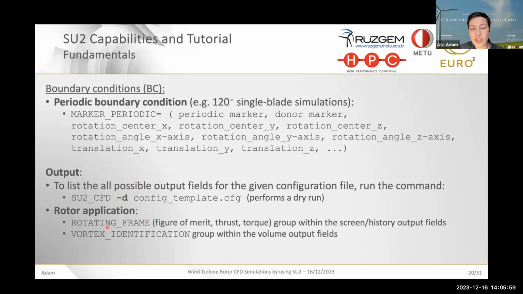For the rotor application, these two are quite important. You may put the rotating frame option in your history output field, which includes thrust and torque. And you may also need vortex identification in your volume output field, which would include some important parameters like vorticity and Q criterion.